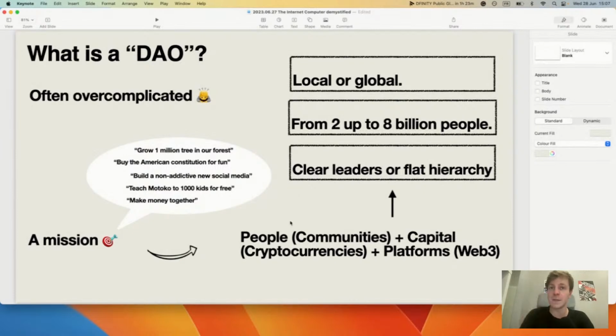And it makes sense because a lot of the primitives to get those DAOs are coming together. So we have the people online, the online communities, which have been growing like crazy for years. We have the capital from the cryptocurrencies. And now we need the platforms. We don't have them yet. That's why we need builders on the IC. We need people to build those platforms. But once we have all those platforms, then I think it will be very easy to set up a DAO and make a lot of impact with those DAOs.